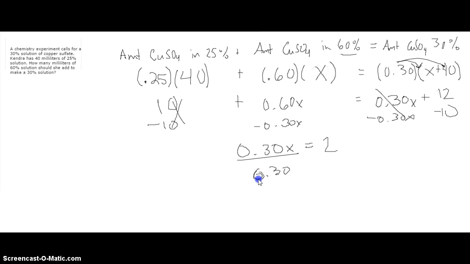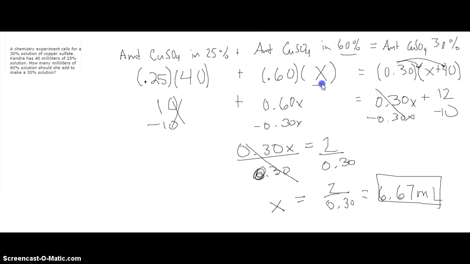Divide both sides by 0.30, and we get x is equal to 2 divided by 0.30, which is going to be the same as 6.67 milliliters of that 60% solution. So we want 6.67 milliliters of the 60% solution to give us the total amount.